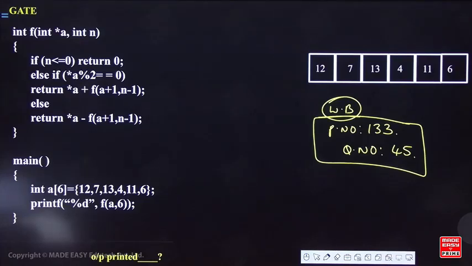It's a recursion. Recursion is there, so you have to solve with the stack.